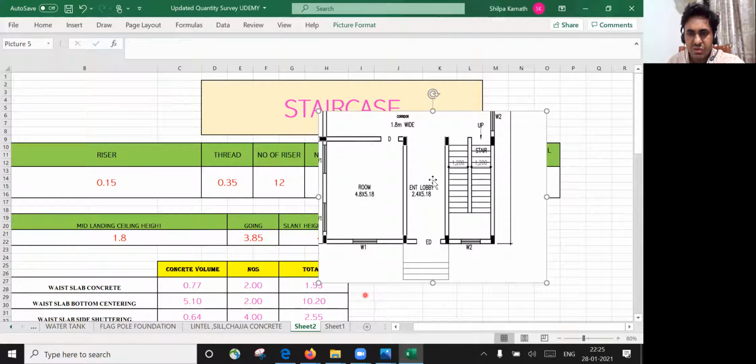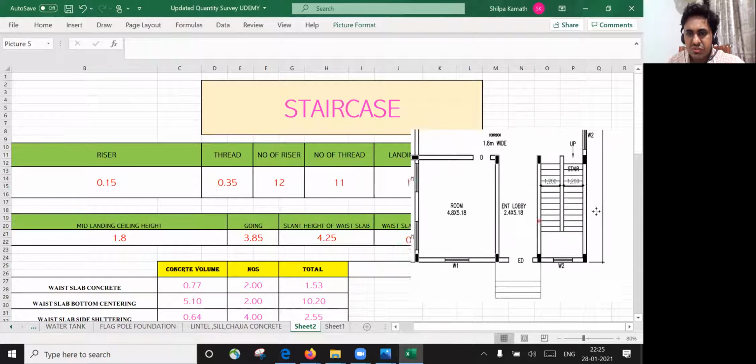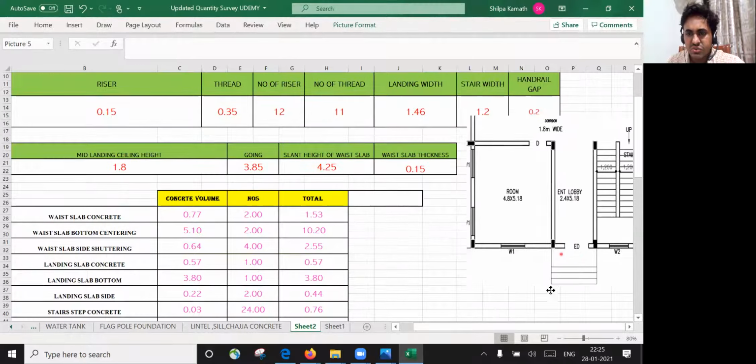We have already seen that in the drawing. We have a stair here. The width of the stair is 1.2 meter from here to here, and this also is 1.2 meter, and the rest of the things will be given in the drawing. We'll try to see that in due course of time.